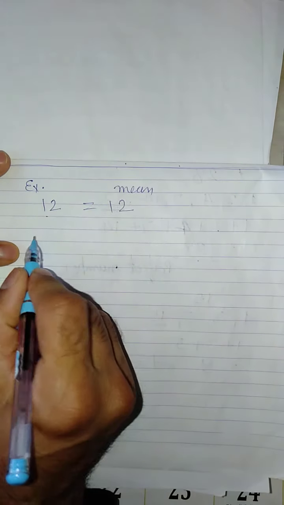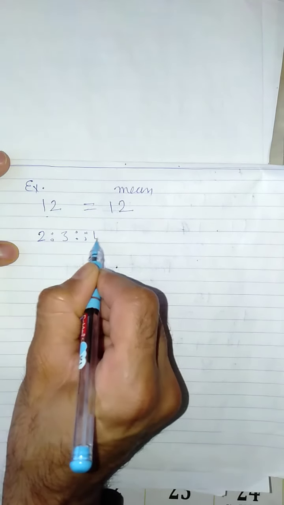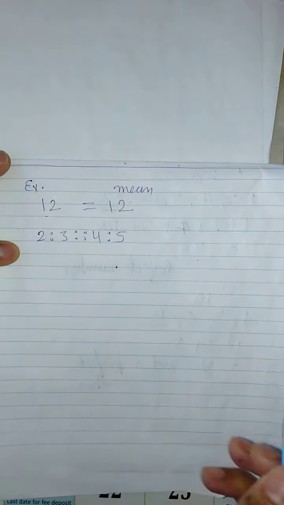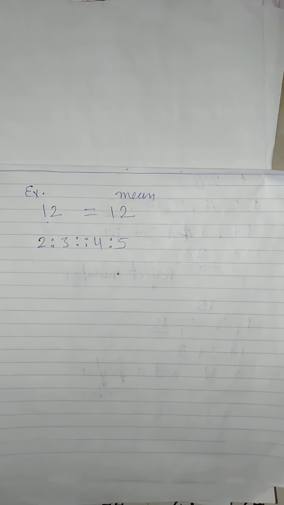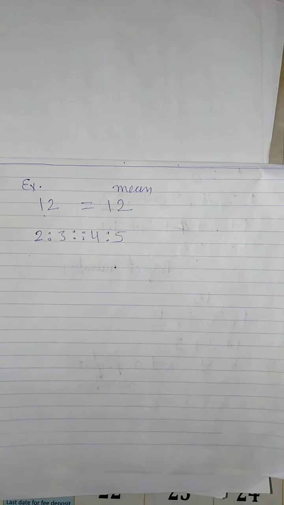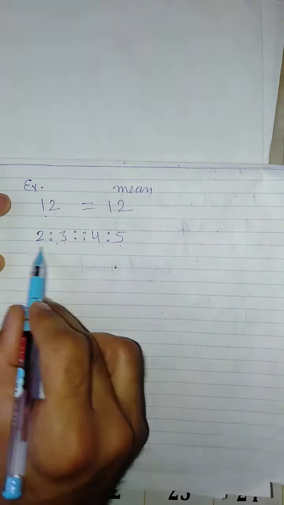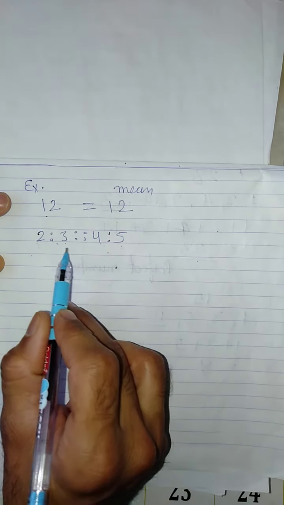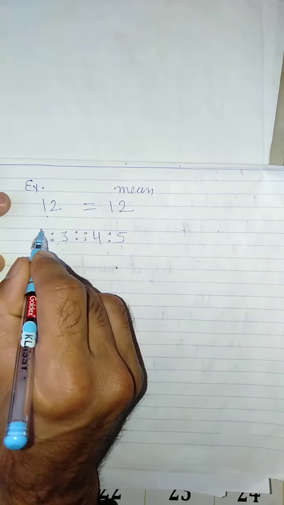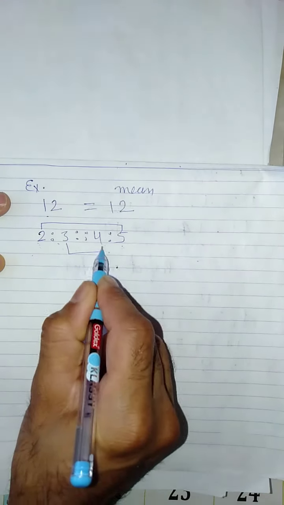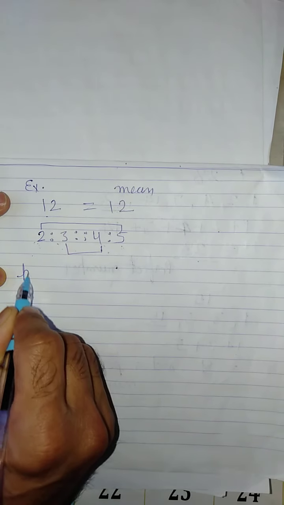Let's take one example. I'm writing here 2 is to 3 proportion 4 is to 5. Are these in proportion? Let's check. If they are in proportion, means if they are equivalent to each other, their product of extreme should be equal to product of mean. These are extreme and these are mean terms.